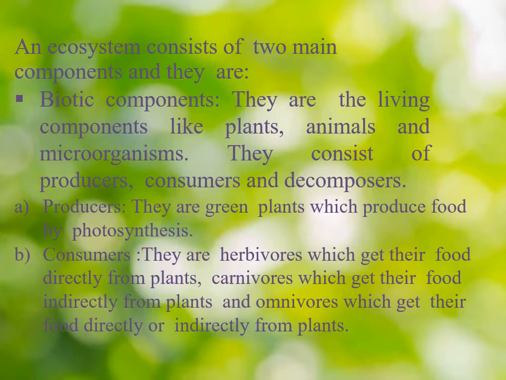An ecosystem consists of two main components, and they are the living component and the non-living component. The living component we call biotic components. They are the living components like plants, animals, as well as microorganisms. They consist of producers, consumers, and decomposers. The term producers means they produce something, or they are the green plants which produce food by means of photosynthesis. And the second, they are the consumers.